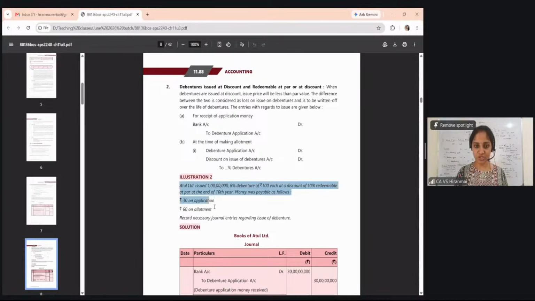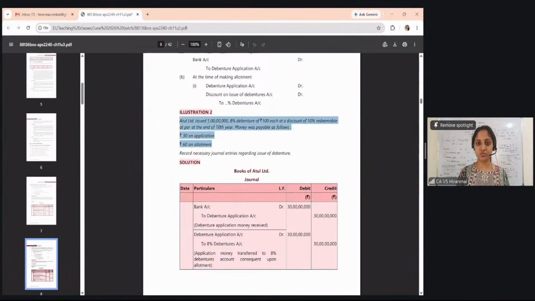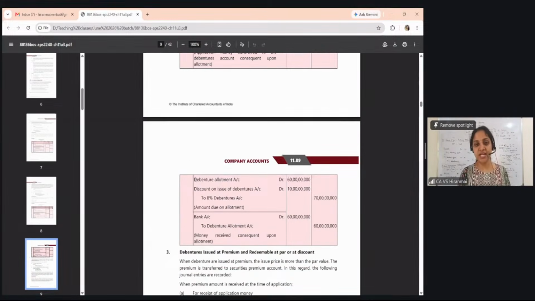Now, when it is issued at a discount, all of you please see, issued at a discount. Atul Limited issued 1 crore, ₹100 at a discount of 10%. So here application and allotment is given. Whenever application and allotment is coming, premium or discount will be collected with allotment only. Okay, if it is one installment, obviously application will come. But here there are two things. So first, what you should do: 1 crore into 30, 30 crores bank account to debenture application to percentage debenture will come. And next on allotment, if you are going, debenture allotment to 8% debentures to discount on the issue of debentures. I told you, so that will come.